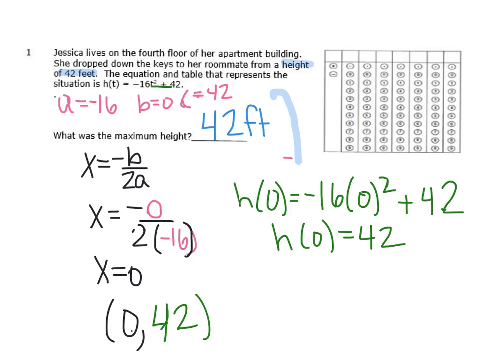When you bubble this in, because you will have a griddable on your test, you'll do 4, 2, and make sure you completely fill in the circle that goes with the 4 and the circle that goes with the 2.